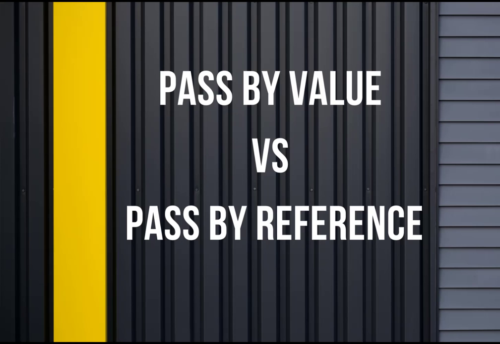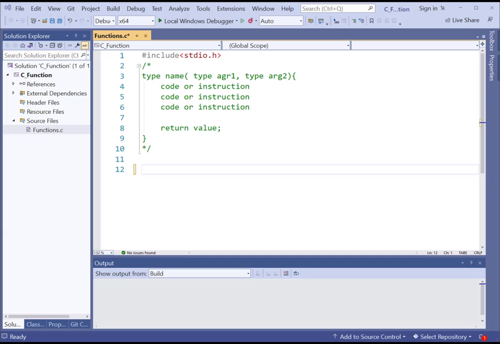When writing functions, as a programmer, you have to know how your variables will be passed around between functions. In C, there are two ways to pass variables between functions. You can either pass by value, or some people may say call by value, or you can pass by reference, or some people may refer to it as call by reference.